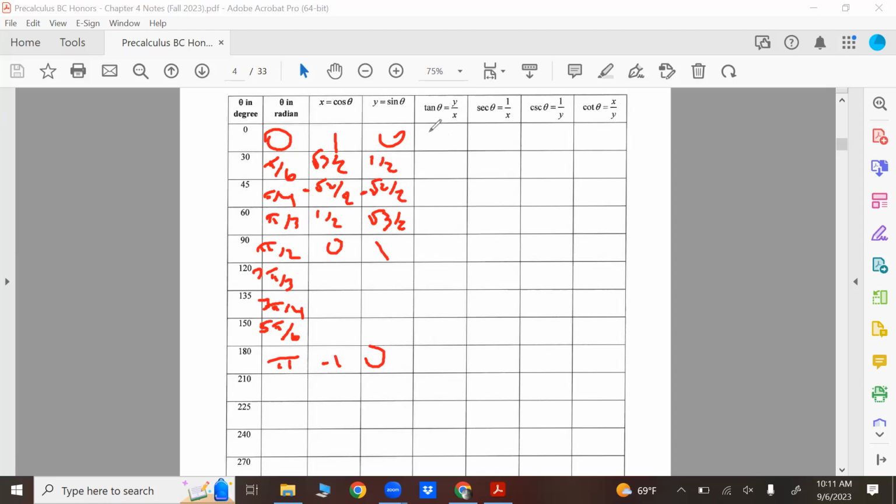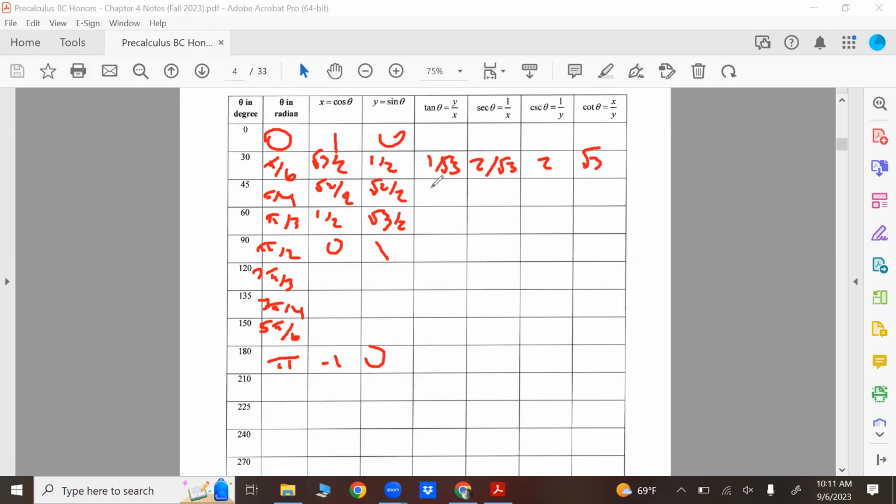Tangent's y over x. So that would be 1 over root 3. Why is 45 negative? I don't know. I did negative. My apologies. Couldn't tell you. All right. Yeah, so tangent's 1 over root 3. So then you just flip all the other guys, right? 2 over root 3, 2, and root 3. I don't care if you rationalize the denominator. It doesn't really matter to me.